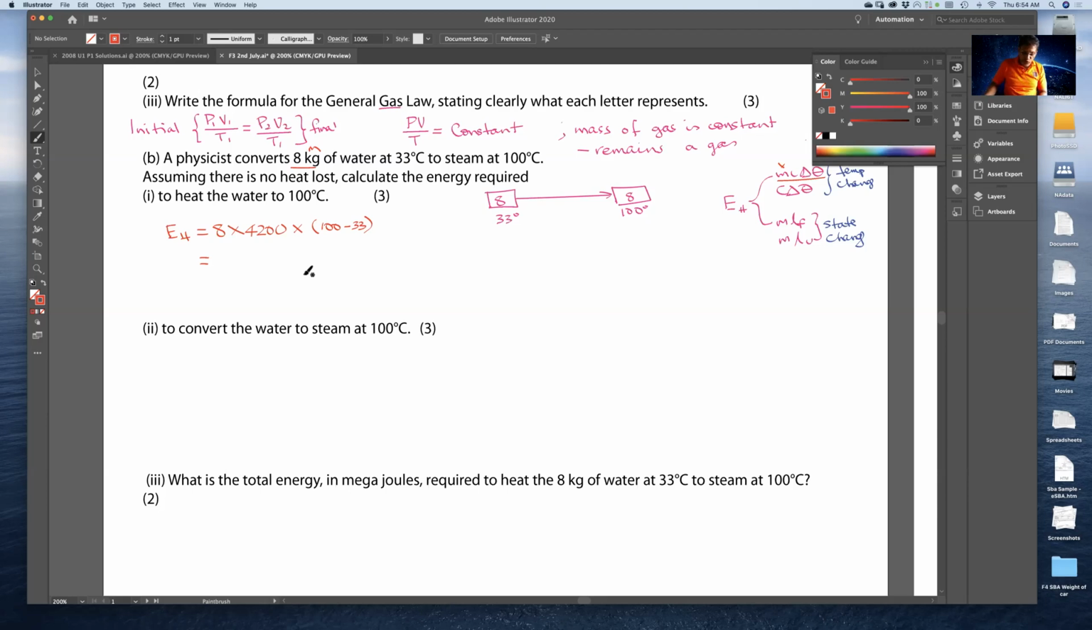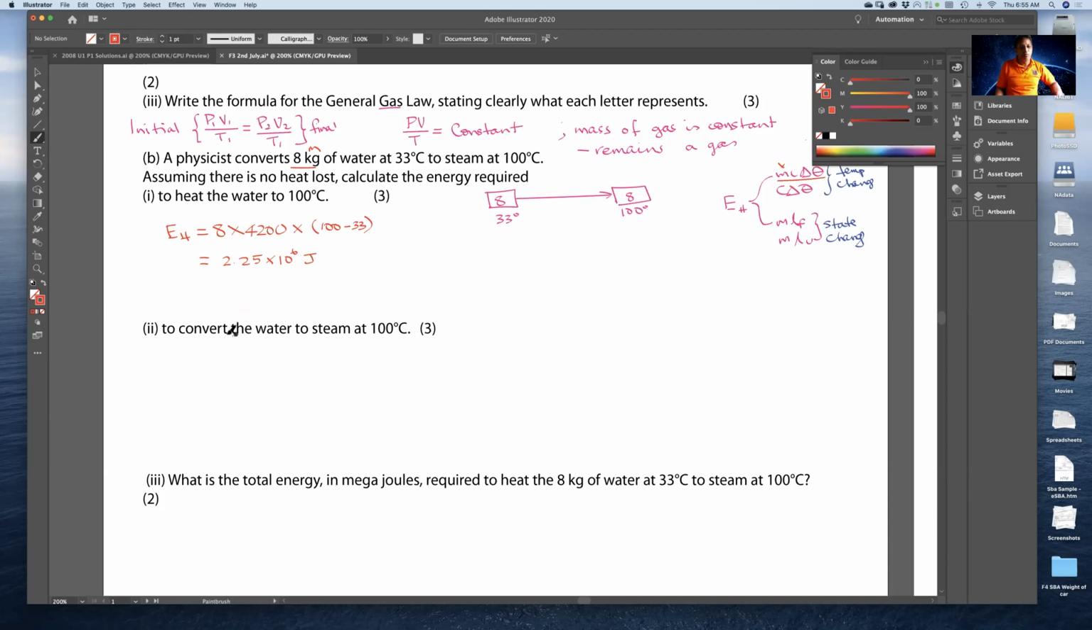And I'm getting 2.25 by 10 to the 6 joule. I'll double check that. Seems to be correct. Next part.